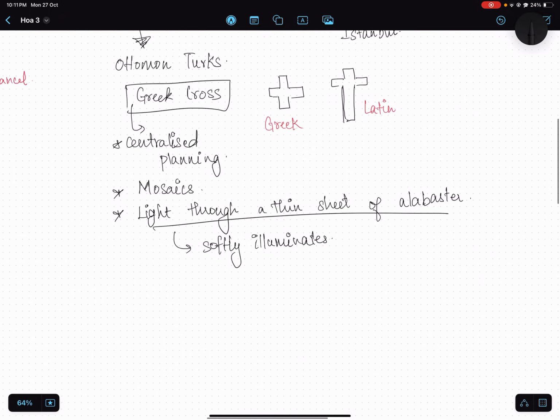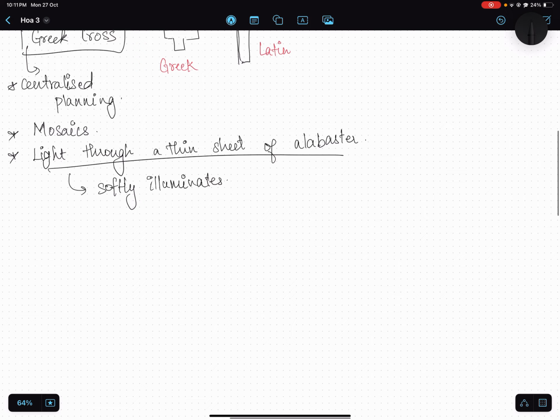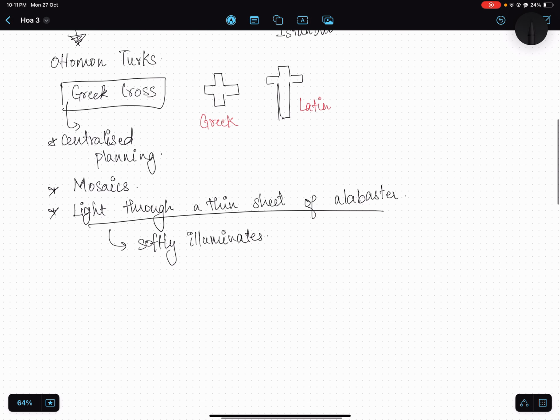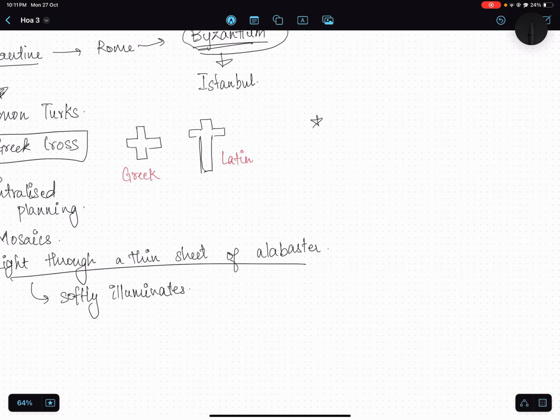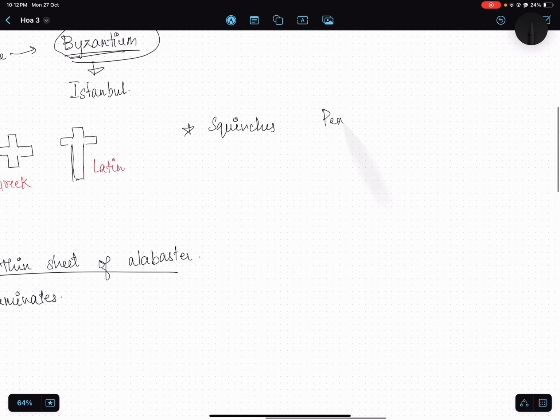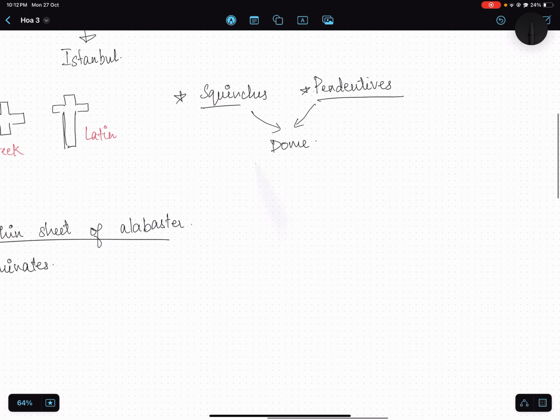And other important features are our squinches and pendentives. Now both were support systems for domes. Both had a square base.